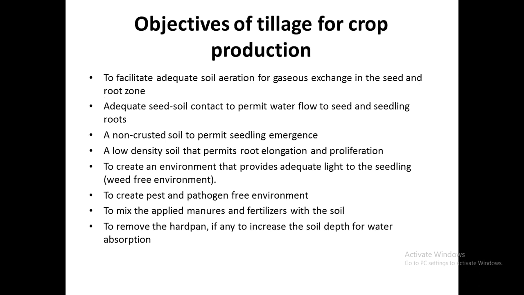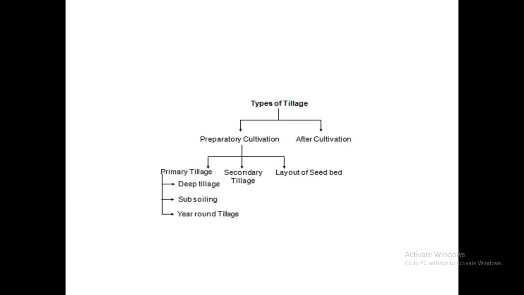Some of the objectives of tillage are that it facilitates adequate soil aeration. It allows water flow into the soil. It also brings about good seedling emergence. It helps the roots to grow properly. It prevents pest and pathogen growth in the soil. It helps to remove the hard pan. It also helps to incorporate manures and fertilizers into the soil.